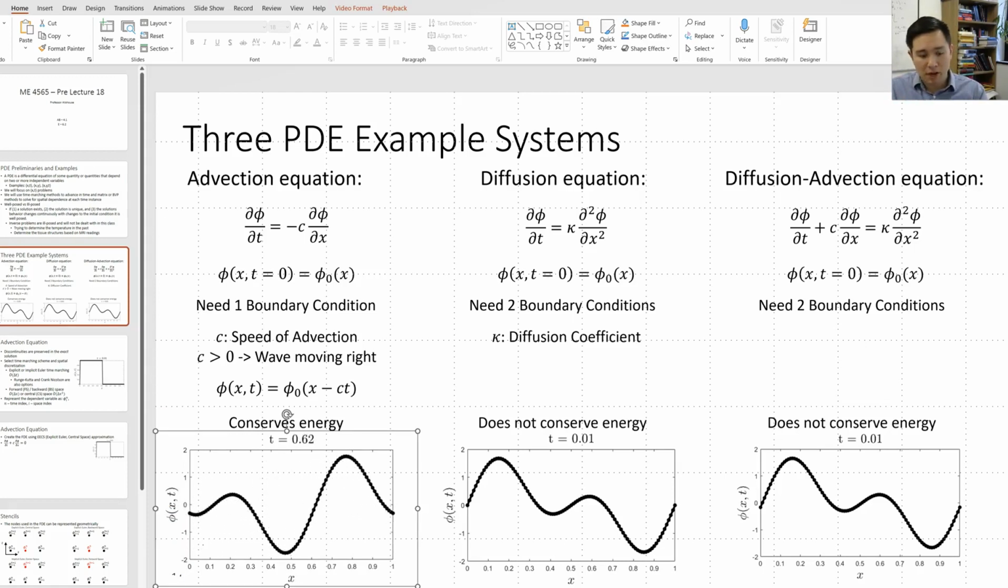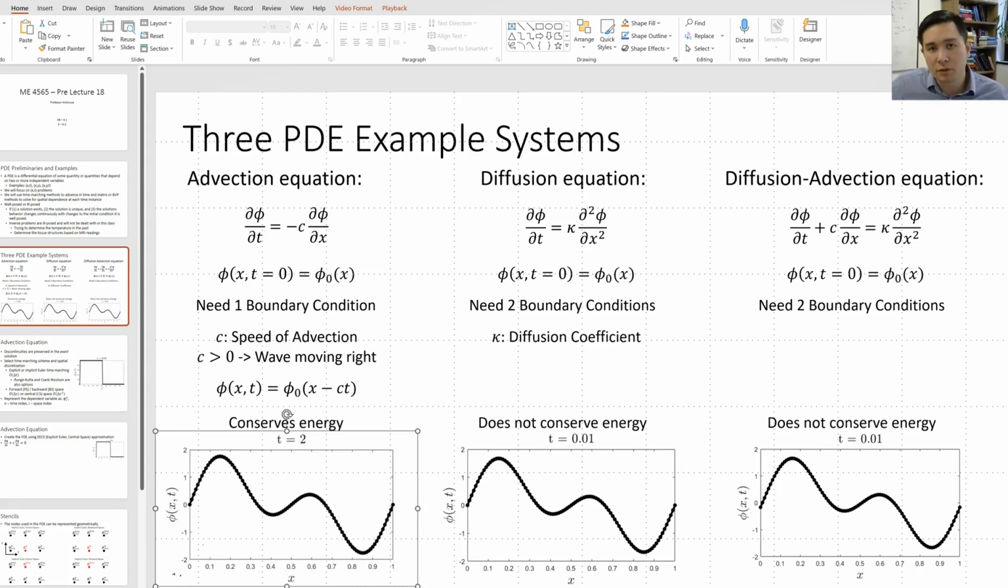This needs one boundary condition, it also needs an initial condition, and some wave speed c, which can possibly be variable, but for our purposes is often constant. This is a system which does conserve energy. The next system is the diffusion equation, or the heat equation. This is dφ/dt equals kappa d squared φ/dx squared. So we need an initial condition. In this case, we'll need 2 boundary conditions, and kappa is our diffusion coefficient.